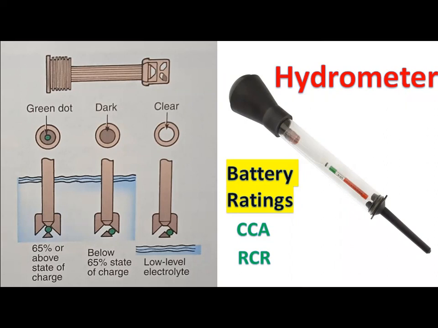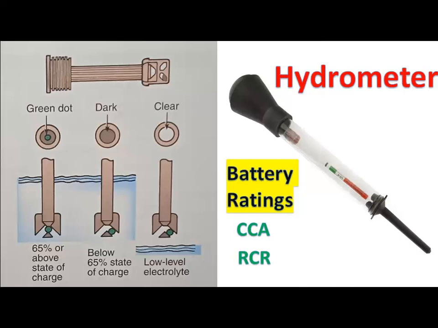Now let's talk about the battery ratings. The cold cranking ampere or CCA rating indicates the amperes the battery will deliver at 0 degrees Fahrenheit or negative 18 degrees Celsius for 30 seconds while maintaining a voltage above 1.2 volts per cell or 7.2 volts for the complete battery. The CCA rating for most automotive batteries is between 350 and 800 amperes. CCA is the most common battery rating used.